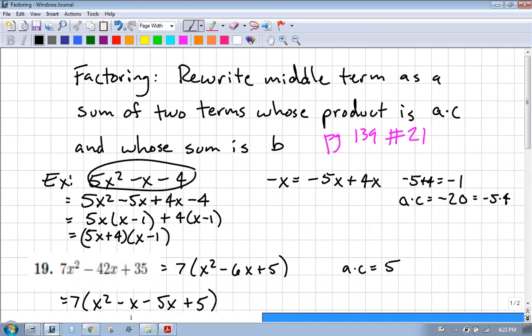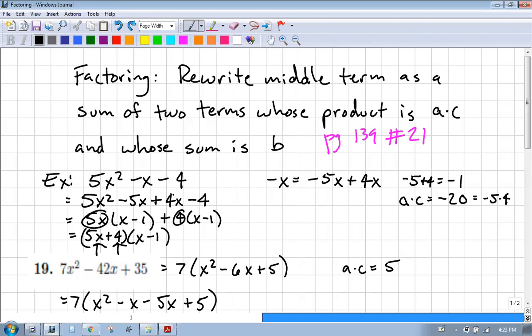What you do is something like this, is we take the middle term and we rewrite it as a sum of two terms. In this case, we rewrote -X as a -5X and +4X, because -5 + 4 is a -1. And then here you can pull out a 5X, and here you can pull out a 4. In which case you get this. Now notice this and this are both multiplied by an X -1. So we have a 5X and a 4. They're both being multiplied by X -1. So now we have this nice factoring.